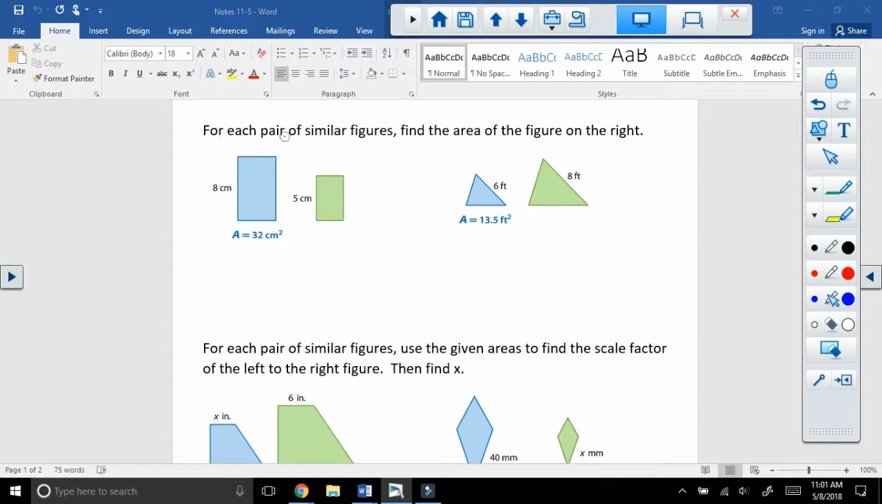So for this one here, it says, for each pair of similar figures, find the area of the figure on the right. So like for this green one, what's the area of that compared to this blue one? So what I would do first is I would find the ratio of the sides. So the ratio of the sides is 8 to 5. That is not going to go into your proportion. You're going to put the ratio of the areas into your proportion. So what's the ratio of the areas for this?